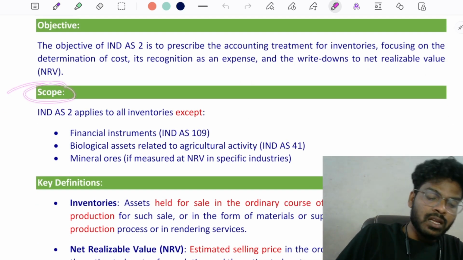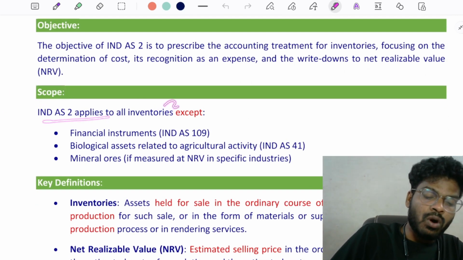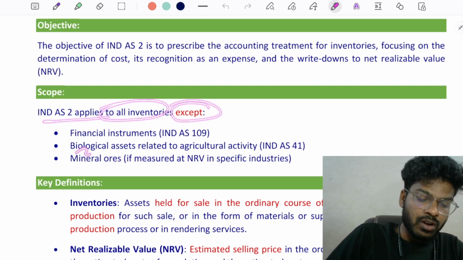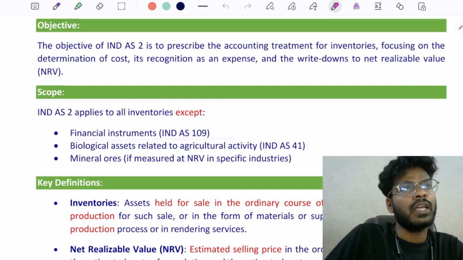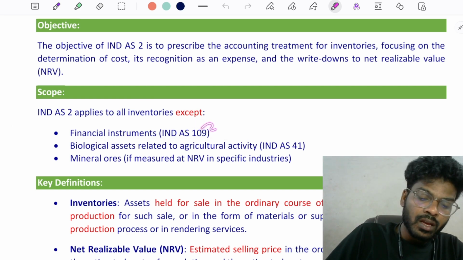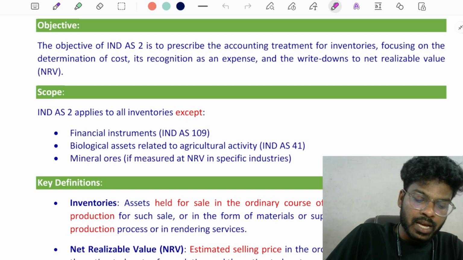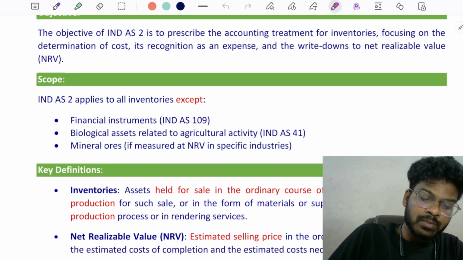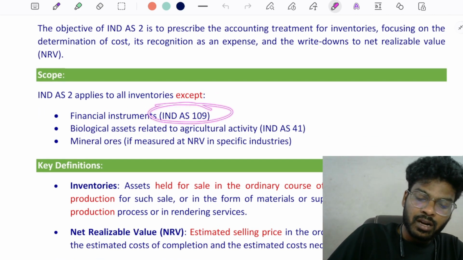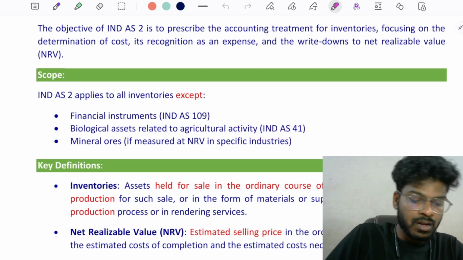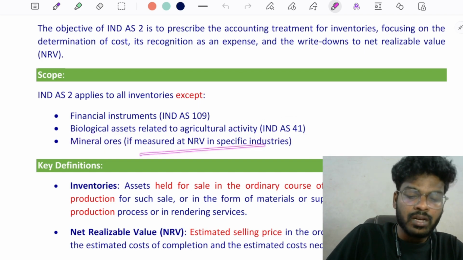Next one is scope. The scope of Ind AS 2 applies to all inventories except the following. Financial instruments: as per Ind AS 109, this is not applicable. Items covered in Ind AS 109 are not covered here. Next, biological assets related to agricultural activities are not covered here. Mineral ores are not covered here.